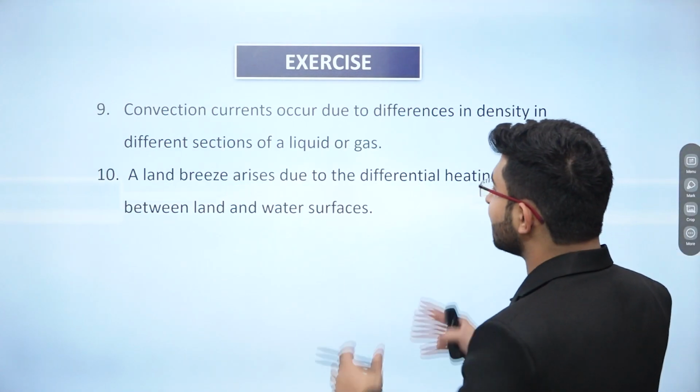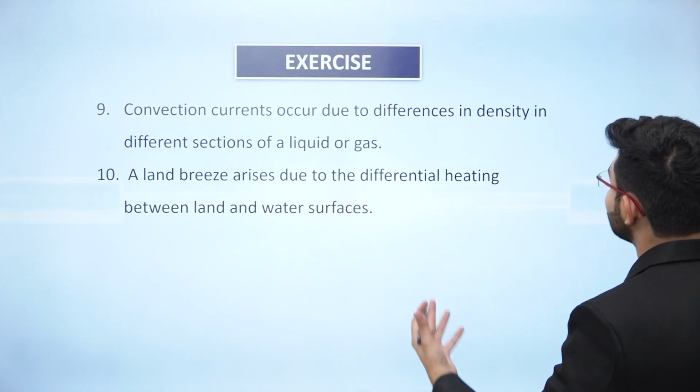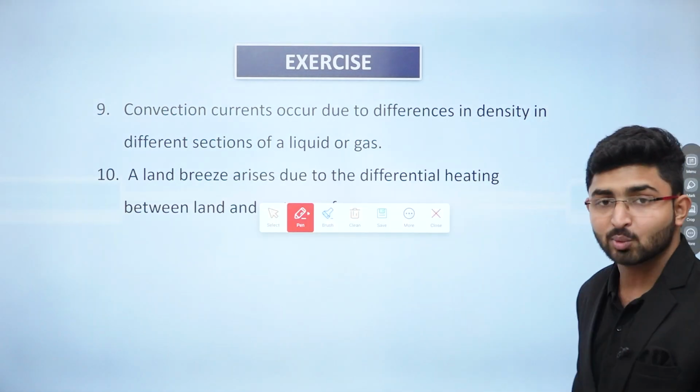After that, the next statement is convection currents occur due to differences in density in different sections of a liquid or gas.